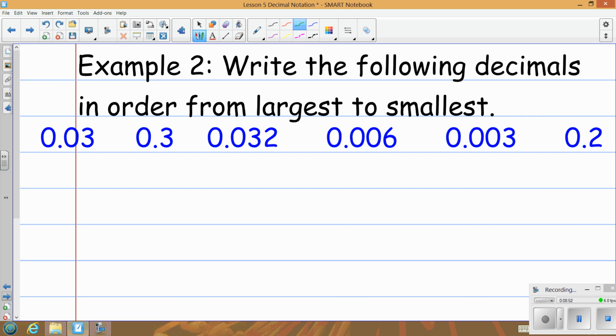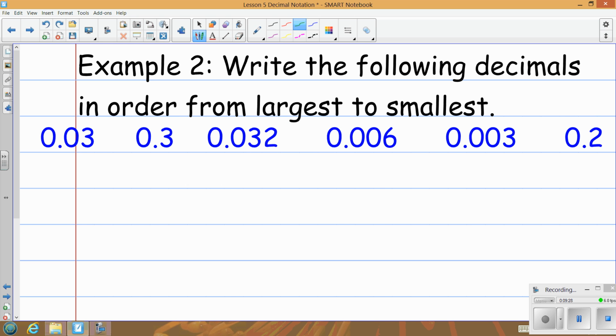Next example is writing these decimals. We're going to write them from largest to smallest. So there's a couple ways you can do this. You can look at them and say, okay, the more zeros they have, the smaller they are, because that means the closer they are to 0. So for example, this 0.006 and the 0.003, those are going to be much smaller because they have more zeros, which means they're closer to 0. But what I would like to do is look at these as fractions and kind of compare them as fractions, just so it's another way of doing so.